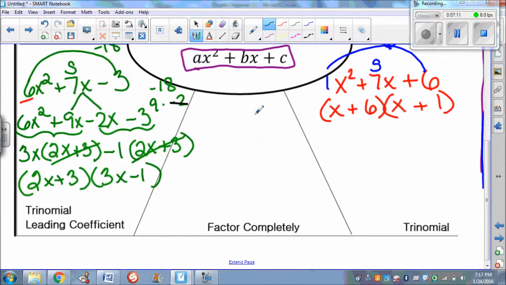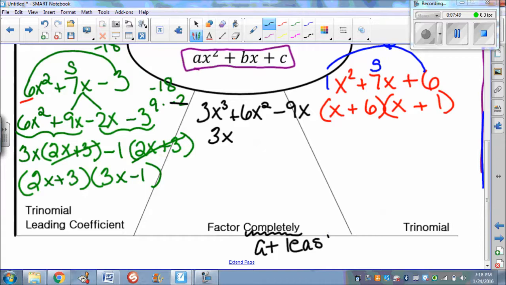So our example that I want to work with, I've got actually two of them because there's two different types. The most popular one looks like this. So if I had 3x cubed plus 6x squared minus 9x, I always have to examine my expression to see if there's a GCF. And in fact there is here, my GCF is 3x. And I told you, when you see the word completely, factor completely, that's your key word to say I'm going to have to factor at least twice to get to my final answer.